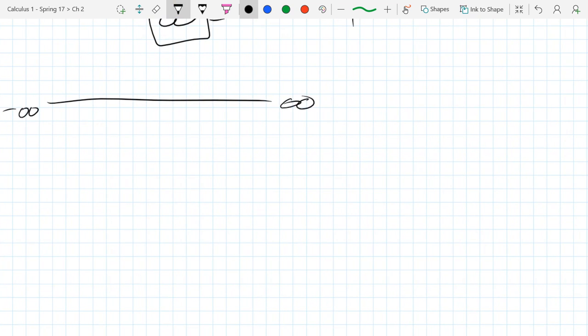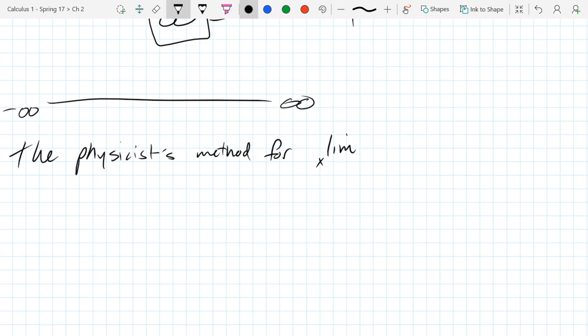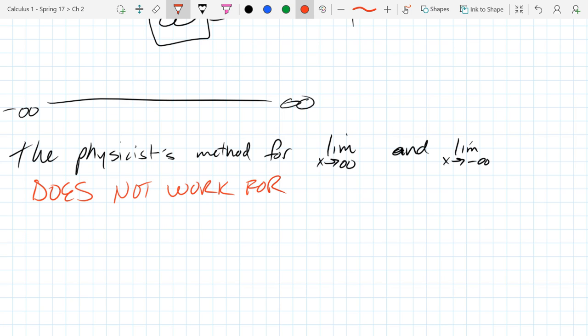So this is what I call the physicist method for infinite limits. And this works for the limit as x approaches infinity and as x approaches negative infinity. It does not work for x approaches a number, when a is a number. So if you're approaching a number, you cannot use this method whatsoever.